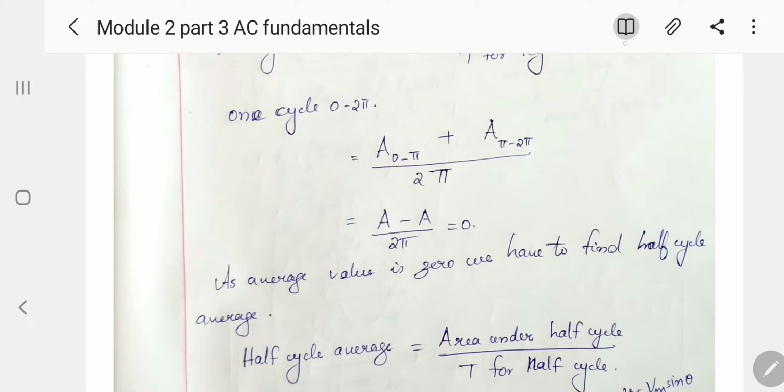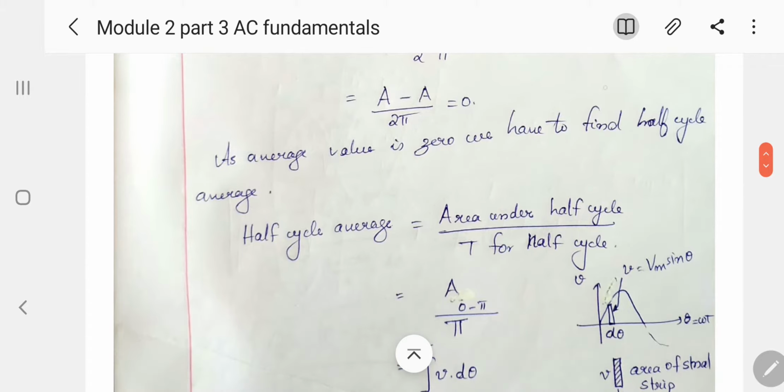This is because it is a symmetrical waveform. And as we are finding the average value as 0, now we are going to find the half cycle average. As the average became equal to 0, we are not going to stop there. For finding the half cycle average, we are going to modify the average equation. Area under one cycle divided by time period for one cycle was the average value. Then the half cycle average is the area under the curve for half cycle divided by time period for half cycle.